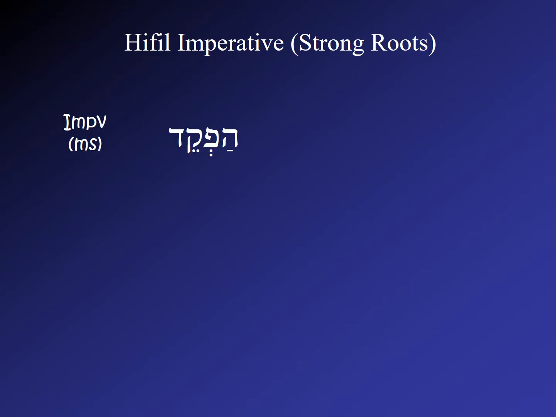Okay, so the hifil imperative, hafked. The hifil affix is hifkid. Here we have the he preformative, the E-class vowel. So notice the difference in the imperative hafked and the affix hifkid. This is the key difference between these two forms. Of course, there's also the difference between radicals 2 and 3 of the hirek yod in the affix hifkid and the zere in the imperative hafked.